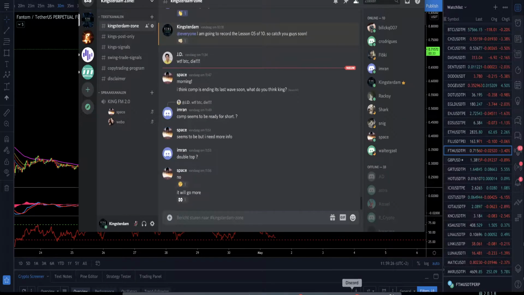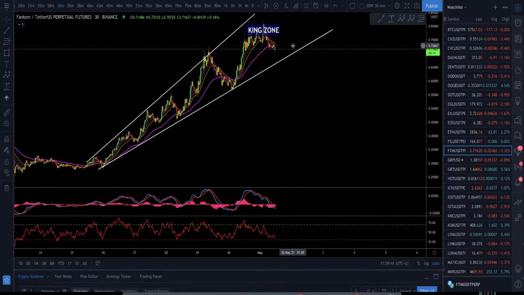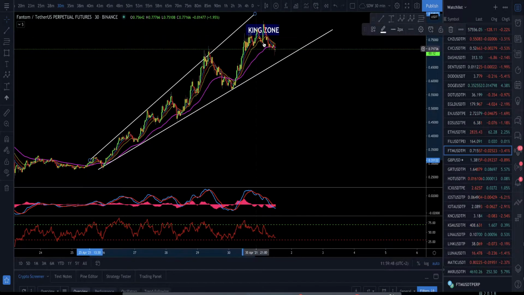Lesson time, lesson time, lesson time. Yeah, so that's one strategy on reversed. This is reversed falling wedge actually.